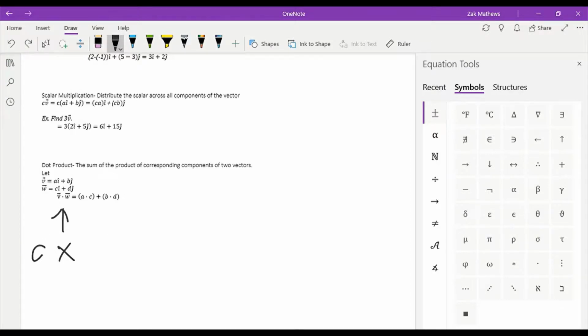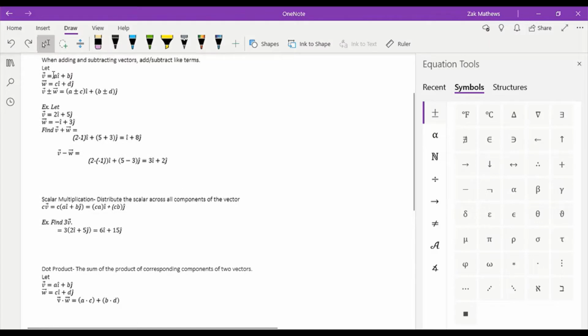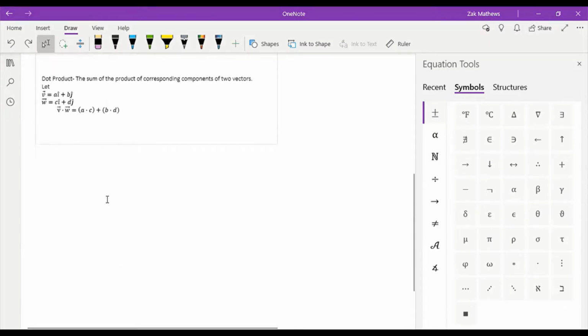So let me take those off of there. And let's take an example. Let's take these two vectors from what we had before, same two vectors, and I'm going to find their dot product. So we'll take the v dot w, this thing right here.